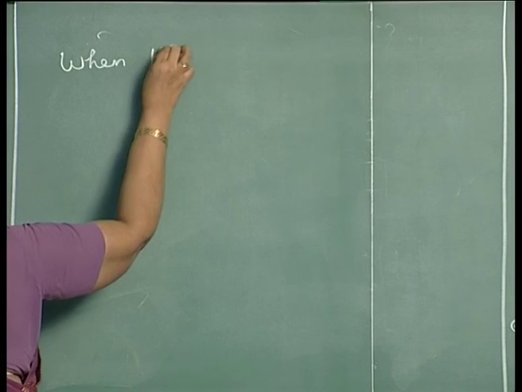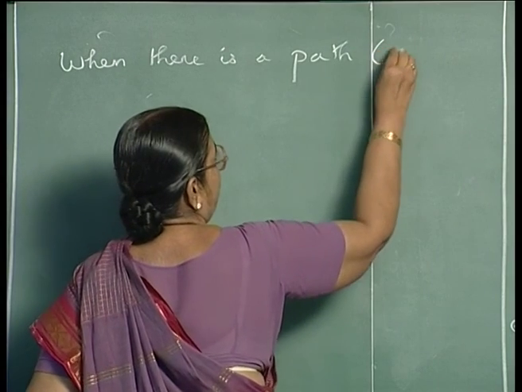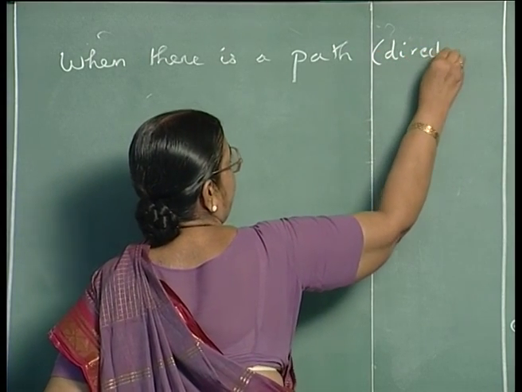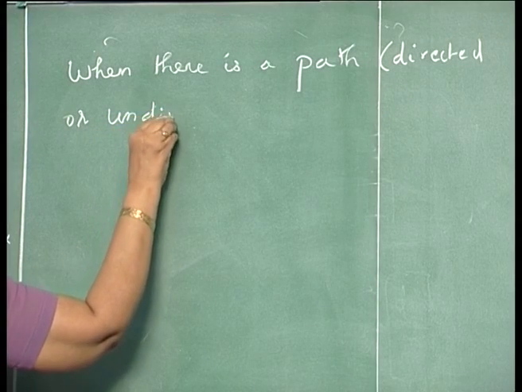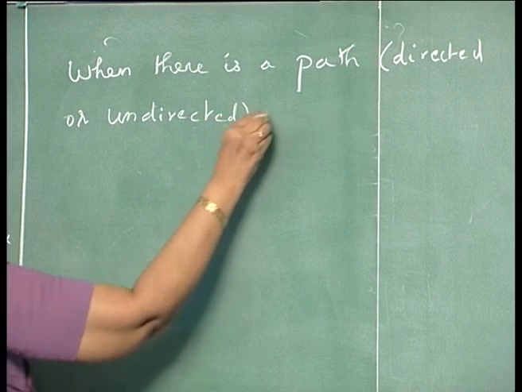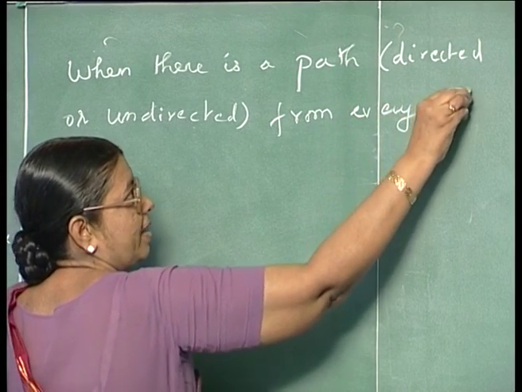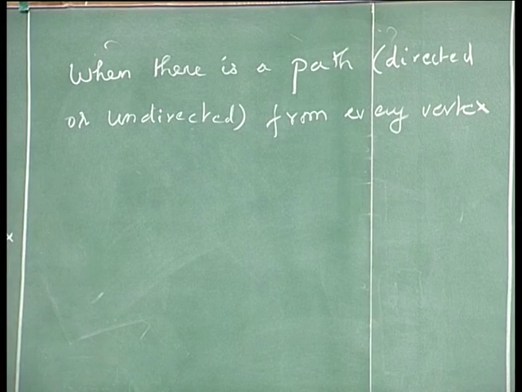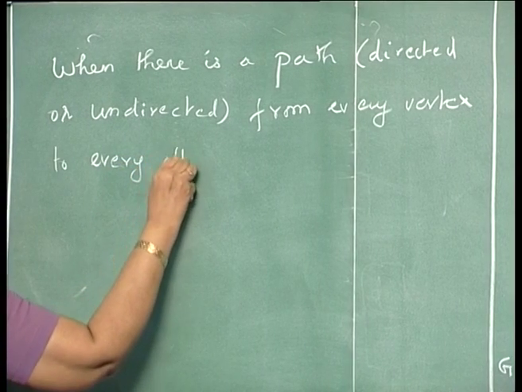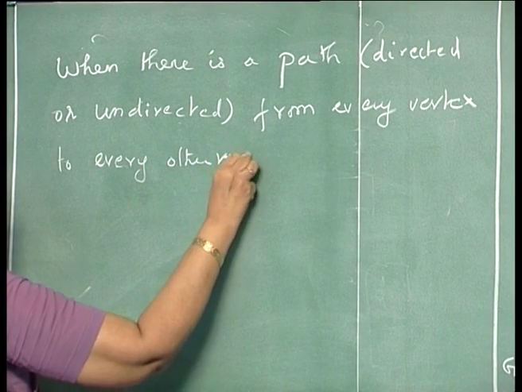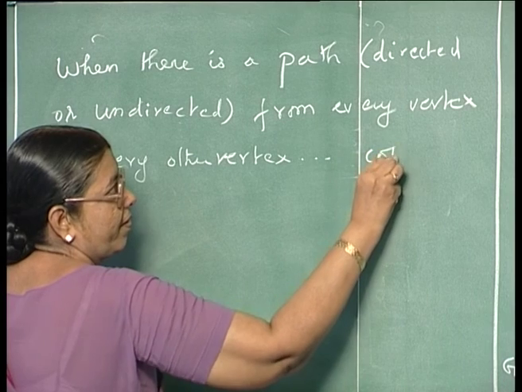When there is a path, it may be directed or undirected, from every vertex to every other vertex, where vertex or node denote the same, the graph is called a connected graph.